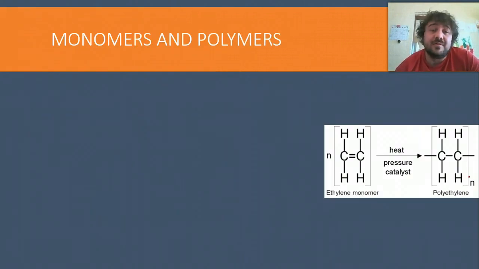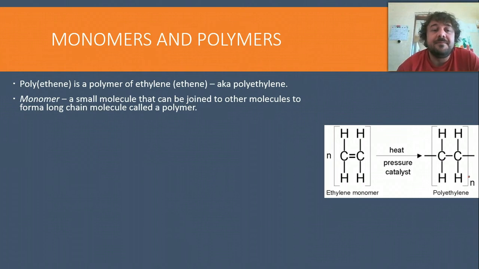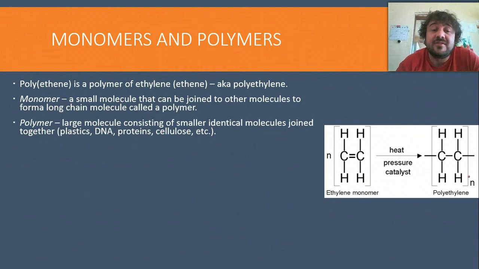Now, monomers and polymers. Basically, polyethylene is a polymer of ethylene, or ethene. Remember, those two are used interchangeably. Now, a monomer is one individual small molecule that can be joined to other similar or identical molecules to form a chain. Okay, that chain becomes a polymer. Polymer means many.